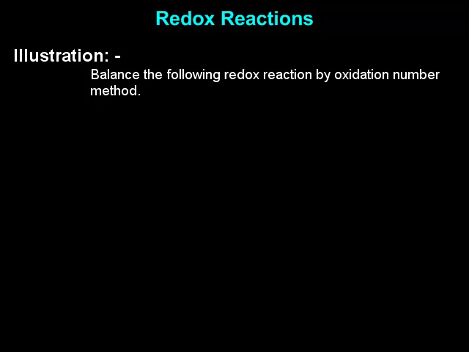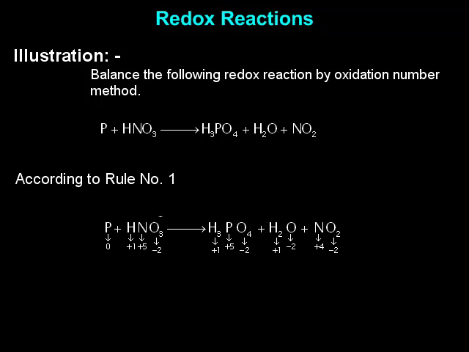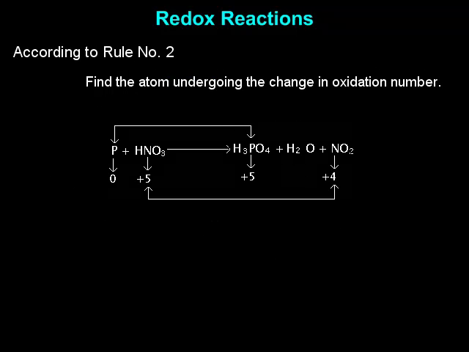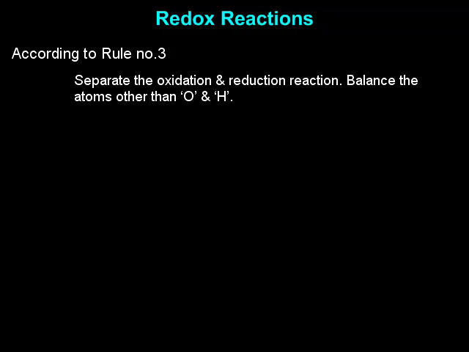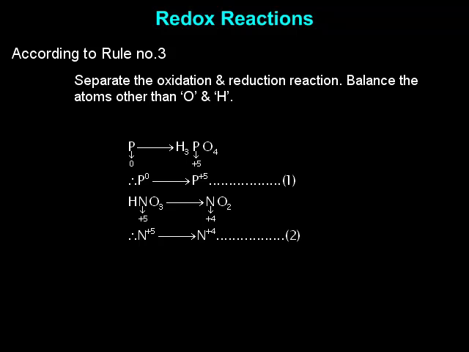Balance the following redox reaction by the oxidation number method. P plus HNO3 gives H3PO4 plus H2O plus NO2. According to rule number 1, write the oxidation numbers: P plus HNO3 gives H3PO4 plus H2O plus NO2. According to rule 2, find the atoms undergoing the change in the oxidation number. According to rule number 3, separate the oxidation and reduction reactions. Balance the atoms other than O and H.